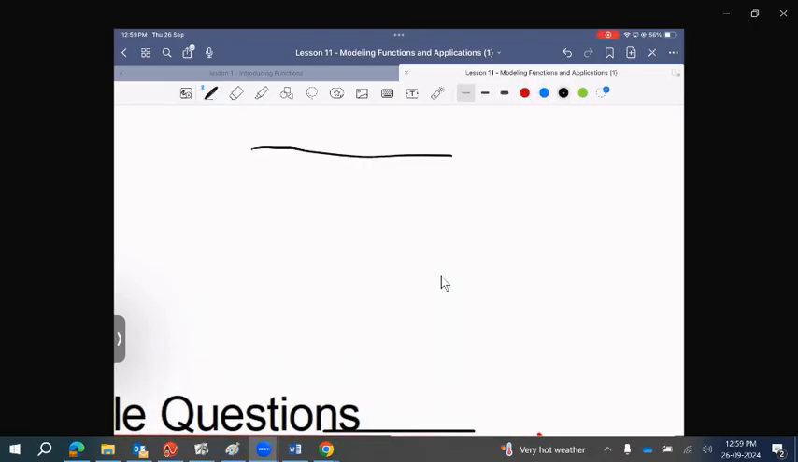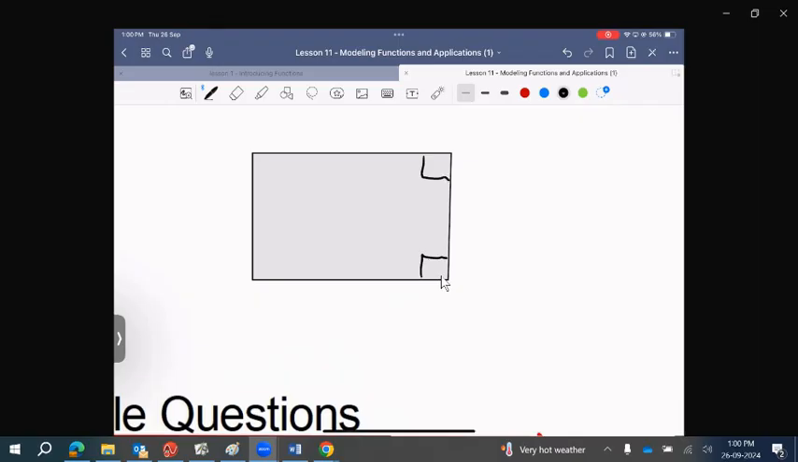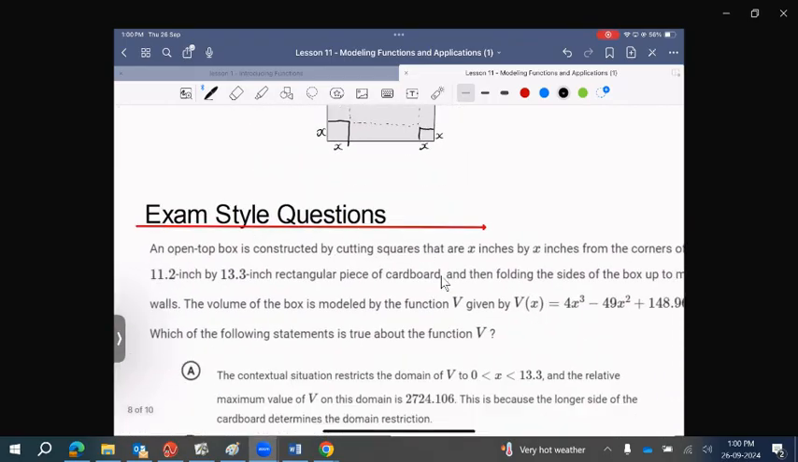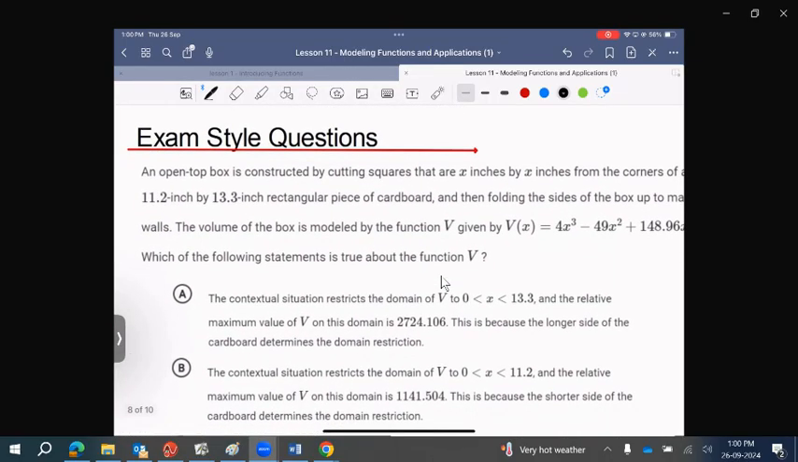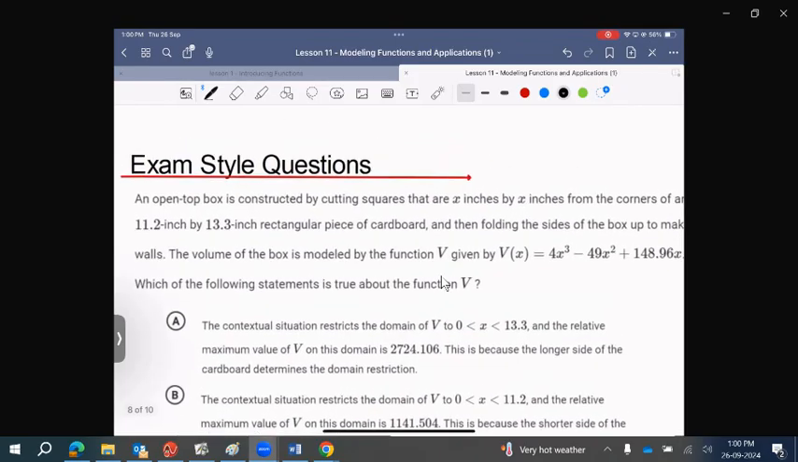So we've got a piece of paper that's going to look like this. And we're cutting off some little squares like that. And the length of these squares is going to be x. Then if you imagine, we're going to fold it along these little lines here, and we can turn it up and turn it into a box. So in this situation, what is the domain going to be restricted to? What are the x values? Let's have a little look at that.